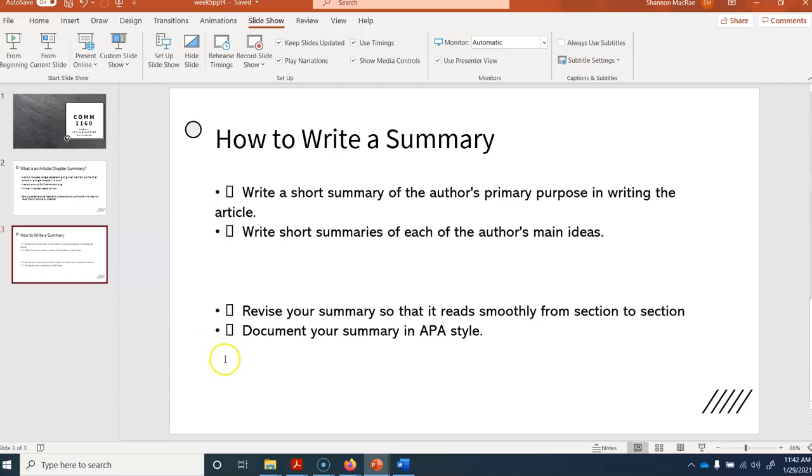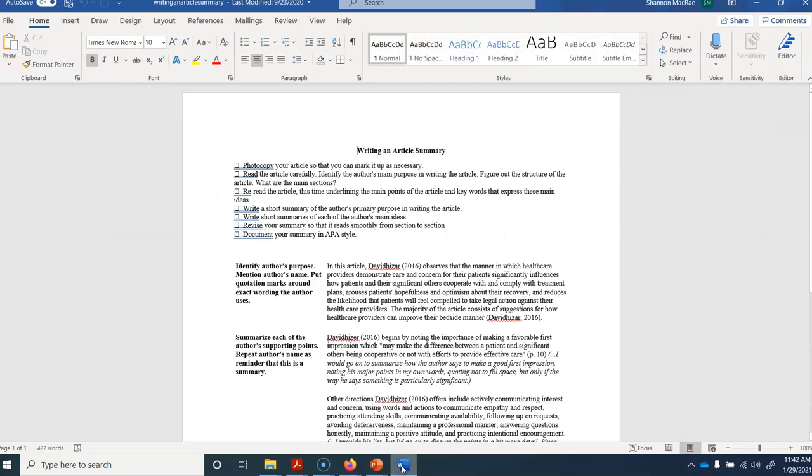I do have a handout for you that I think explains this a little bit better. That was just some general stuff. So I'm going to turn to the handout about writing an article summary. Let's take a look at it together.